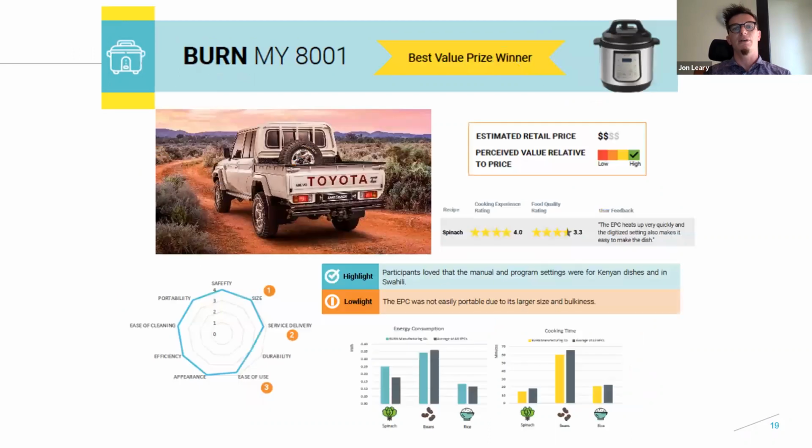Then we have the Burn electric pressure cooker. This is like the Toyota. It is much more affordable. It's much more rugged. It's adapted for local conditions. It's specifically designed for the East African market. So it's affordable, and it still ticks most of the boxes. So this is a very popular EPC. It won the best value prize.